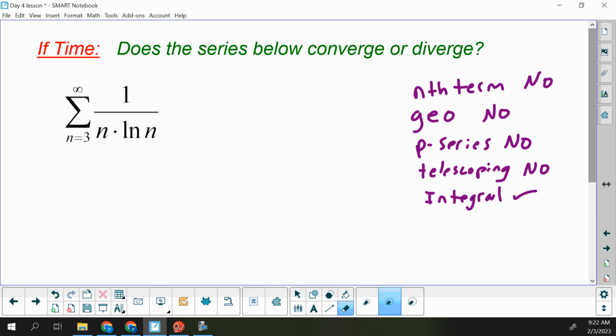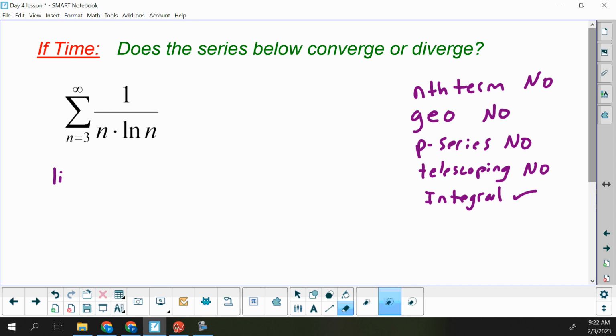Now, before we do it, we should check to make sure it's always positive. And we're starting with n equals 3, so that'll make sure that the natural log is positive, so that's good. It should be continuous. There are no problems anywhere from 3 on. And it should be decreasing, and we saw from the nth term test that it would be decreasing. So this allows us to do our integral test.